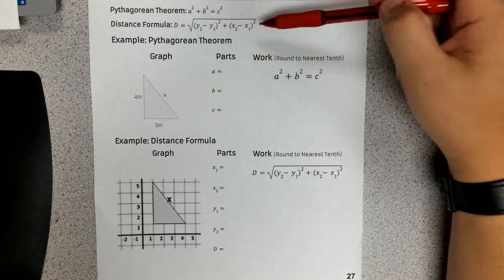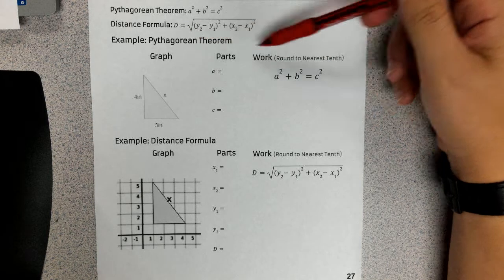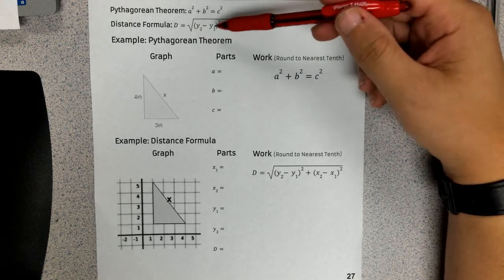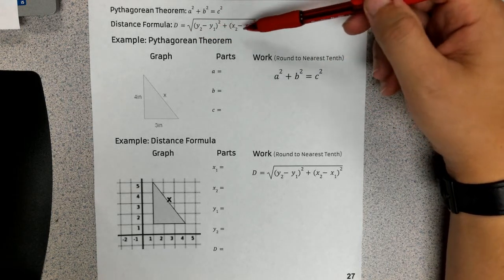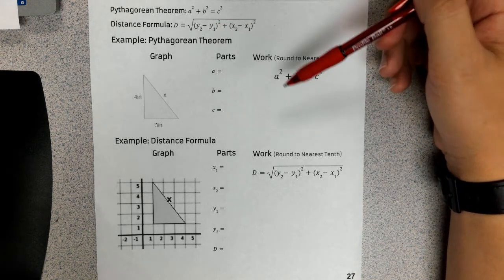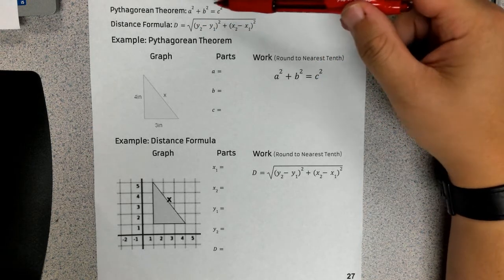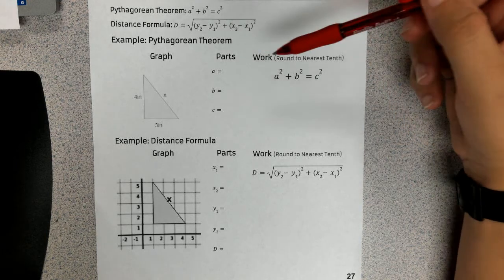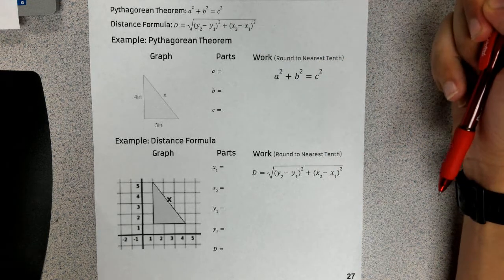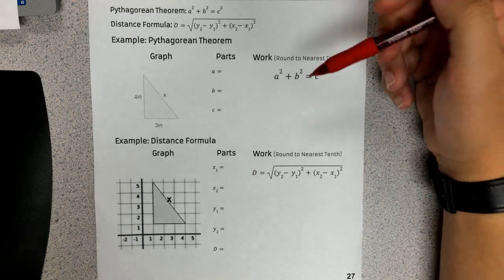Okay? Next, we have the distance formula, which is just the square root of y2 minus y1 squared plus x2 minus x1 squared. And what you'll see is that this formula is really just the Pythagorean theorem. That is the goal for us on this page. Okay? So let's get started.